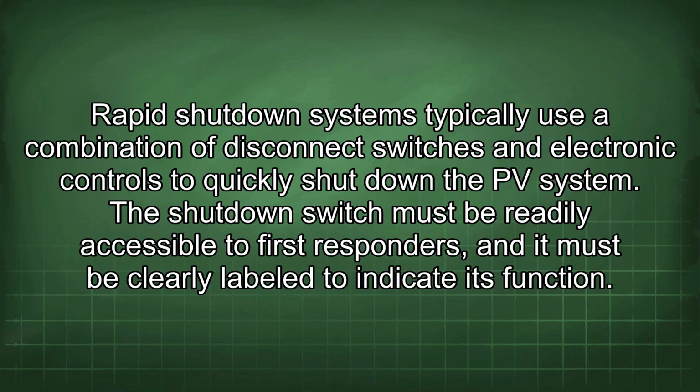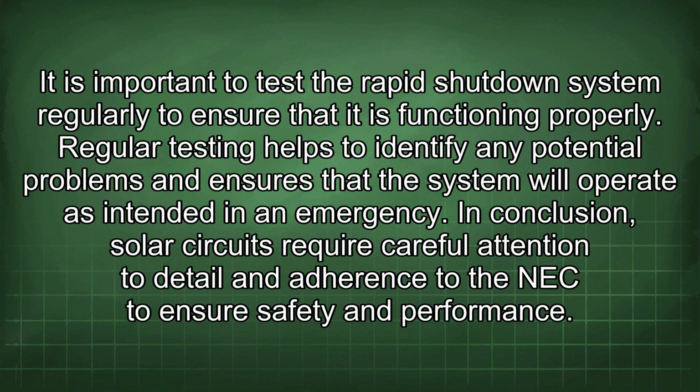Rapid shutdown systems typically use a combination of disconnect switches and electronic controls to quickly shut down the PV system. The shutdown switch must be readily accessible to first responders, and it must be clearly labeled to indicate its function. It is important to test the rapid shutdown system regularly to ensure that it is functioning properly. Regular testing helps to identify any potential problems and ensures that the system will operate as intended in an emergency.